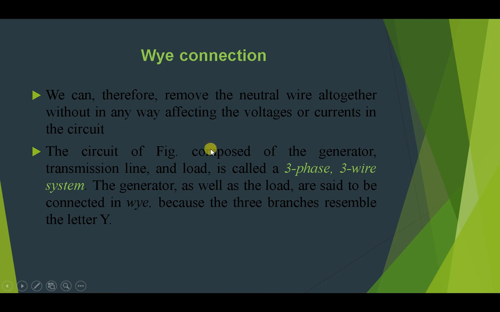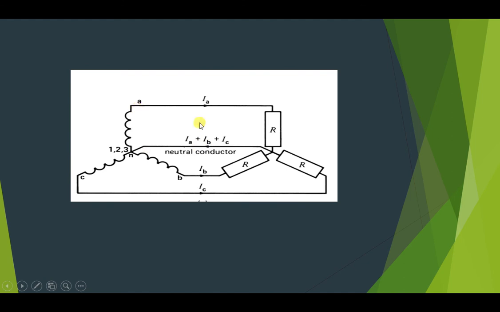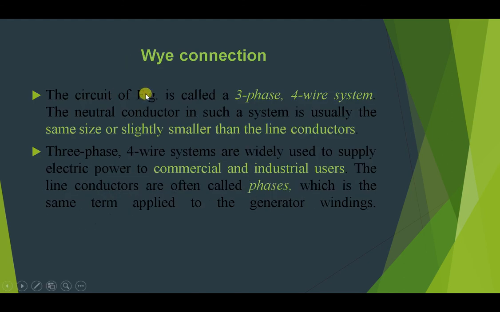The circuit of the figure, composed of the generator, transmission line and load, is called a three-phase 3-wire system. The generator as well as the load are said to be connected in Y because the three branches resemble the letter Y. So this is the system in which we don't have a neutral; this is the generating part, this is the load, and this is the transmission line. So we don't have any neutral, so we call this a three-phase 3-wire system, and this is a three-phase 4-wire system, 4-wire in terms of the neutral conductor.